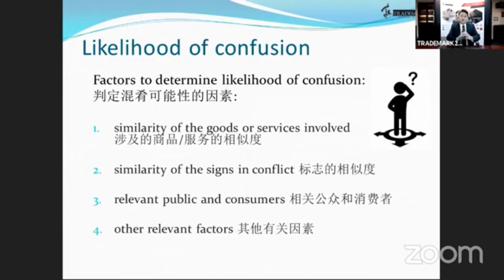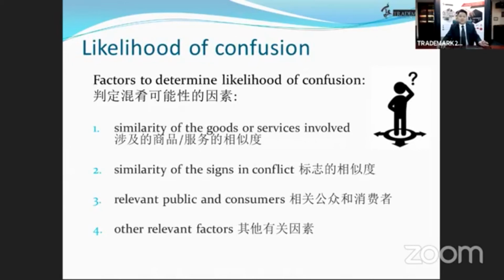Now, how do we determine the likelihood of confusion for trademarks? When you compare these two trademarks, ask yourself these questions. Are there any similarities in the goods or services involved? Are there any similarities in the signs in conflict? Of course, we also have to consider the relevant public and consumer sectors, and other factors. But I would say it's important to first determine the first three issues before we move on.